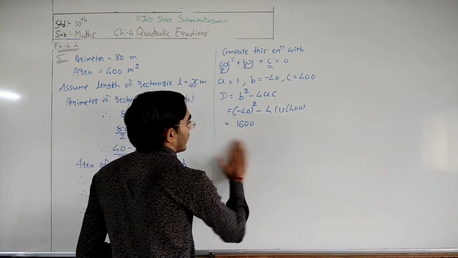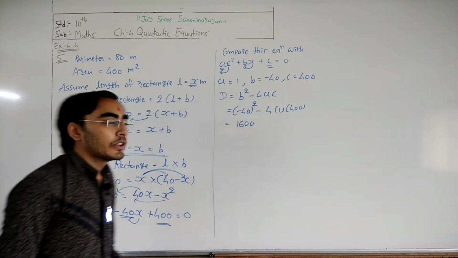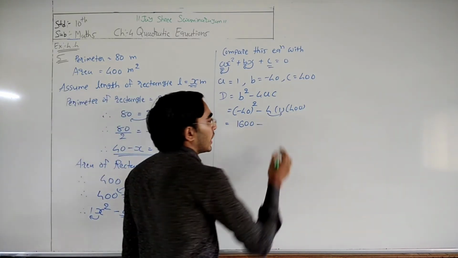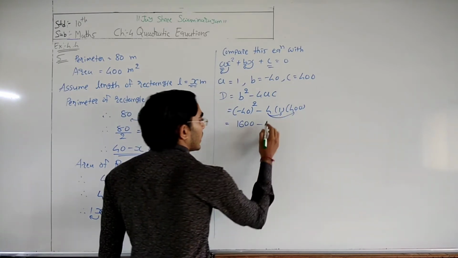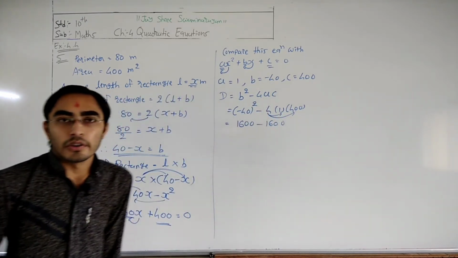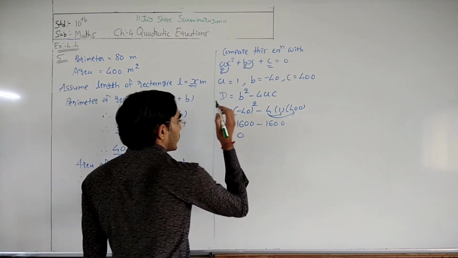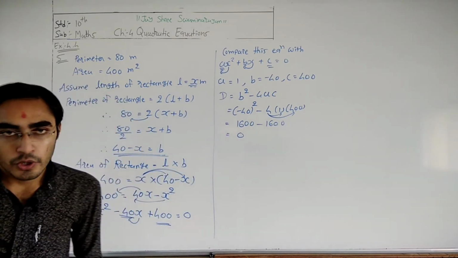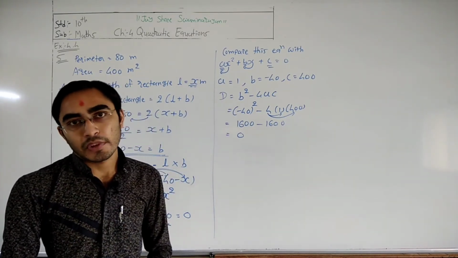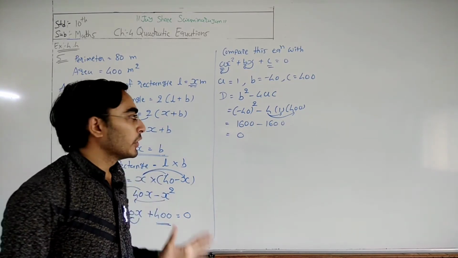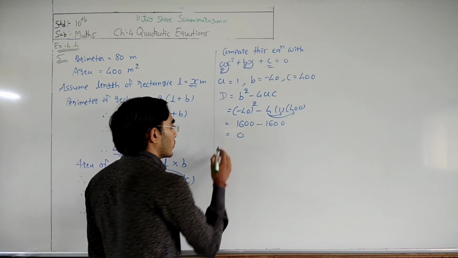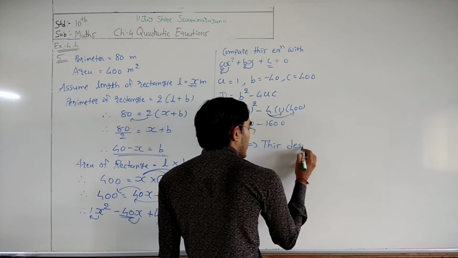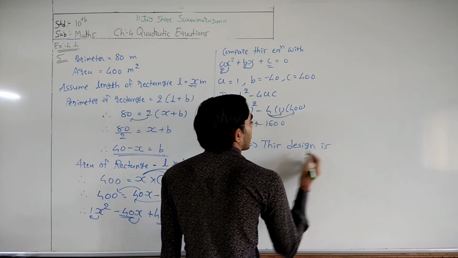Okay, so minus 40 all square is 1600, minus 4 multiplied by 1 multiplied by 400, which is 1600. So 1600 minus 1600 is 0. So here we get the value d is equal to 0. That means equal roots are possible, right? Equal roots are possible, it means this design is possible.